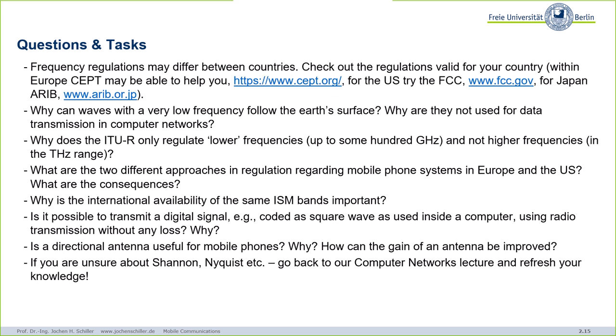The first question, why can waves with a very low frequency follow the Earth's surface? Does anyone have an idea? That's nothing I have really explained in the video, but maybe someone has looked this up. And why can't we use them for data transmission in computer networks? Well, we can use them, but... The second part at least should be or could be obvious.